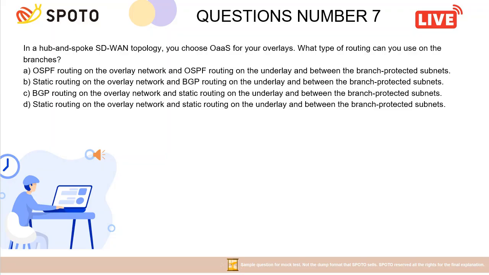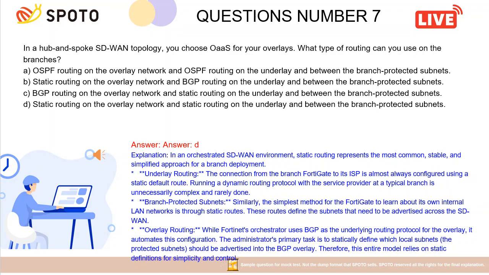Answer, D. In an orchestrated SD-WAN environment, static routing represents the most common, stable, and simplified approach for a branch deployment. Underlay routing: the connection from the branch FortiGate to its ISP is almost always configured using a static default route. Running a dynamic routing protocol with the service provider at a typical branch is unnecessarily complex and rarely done. Branch protected subnets: similarly, the simplest method for the FortiGate to learn about its own internal LAN networks is through static routes. These routes define the subnets that need to be advertised across the SD-WAN.